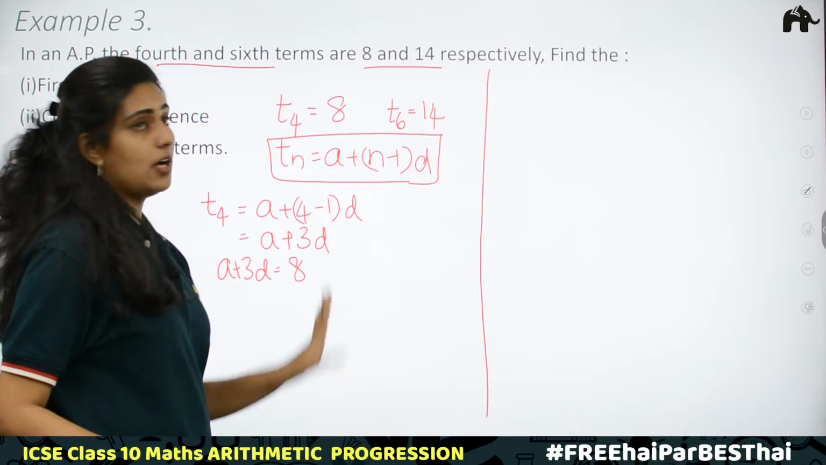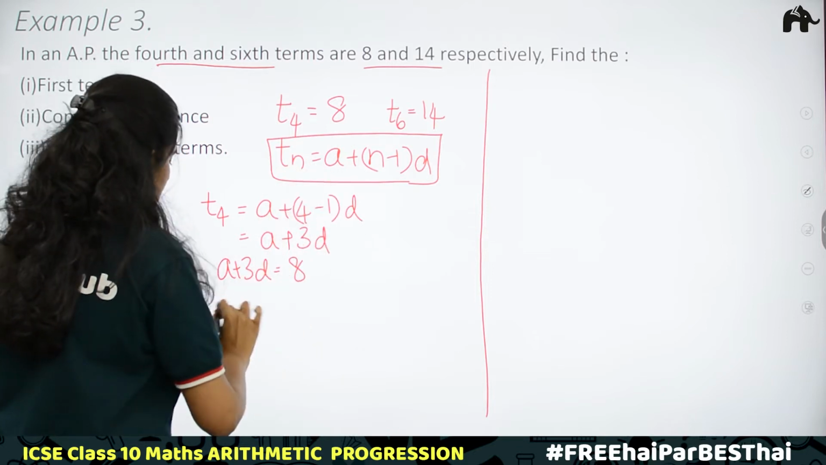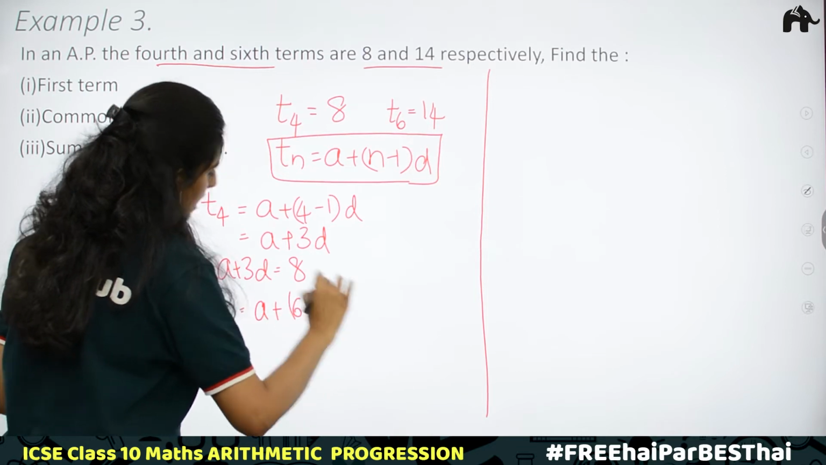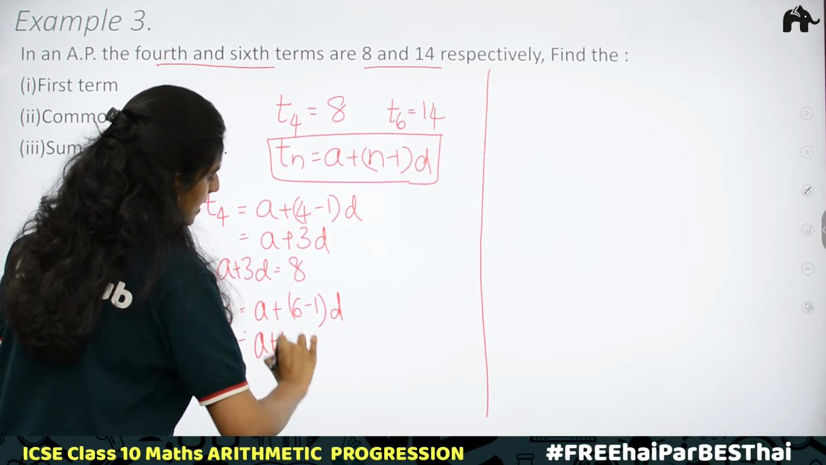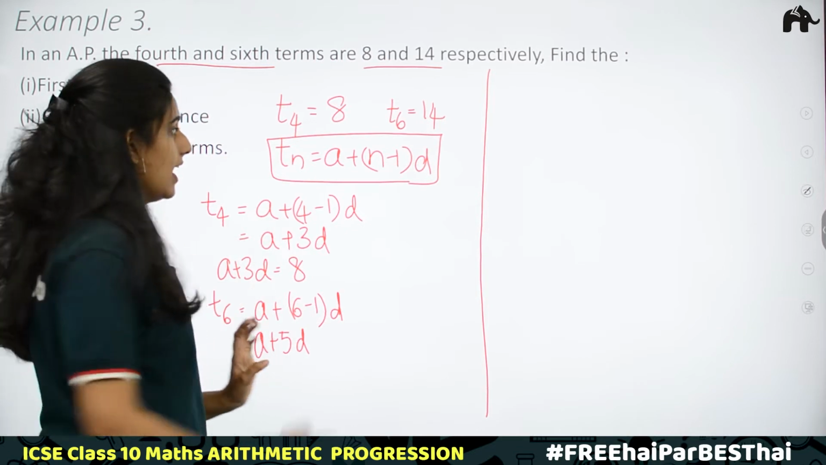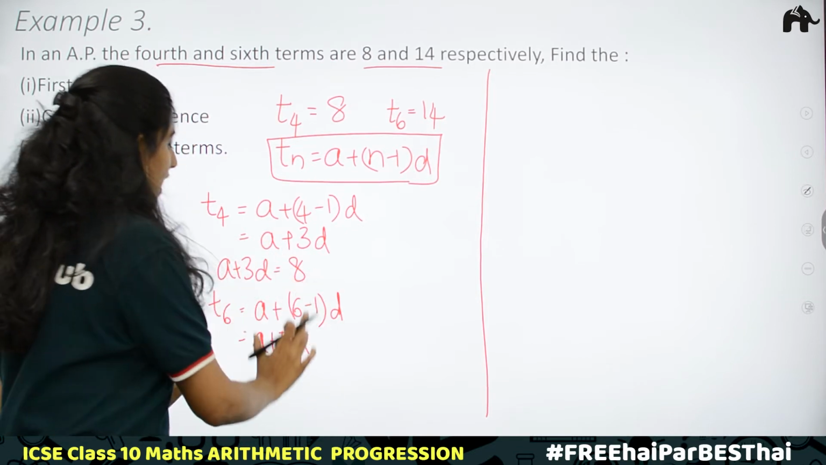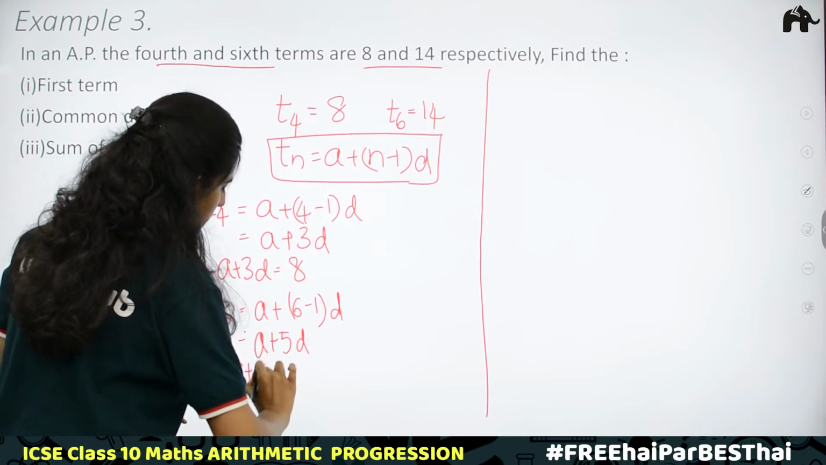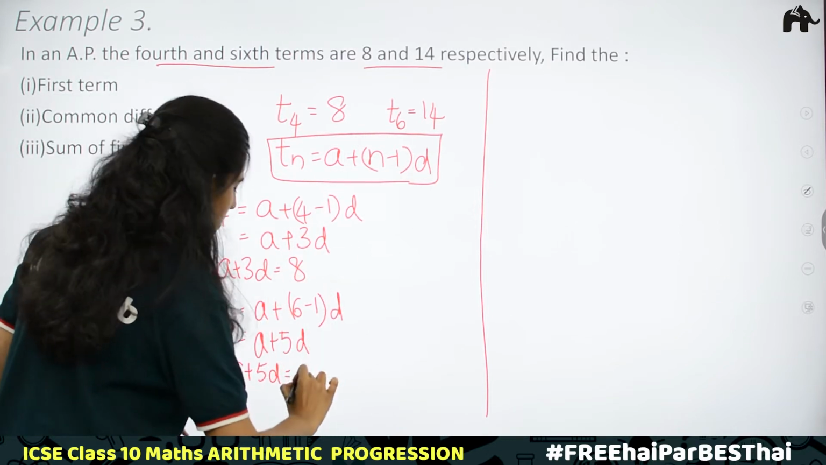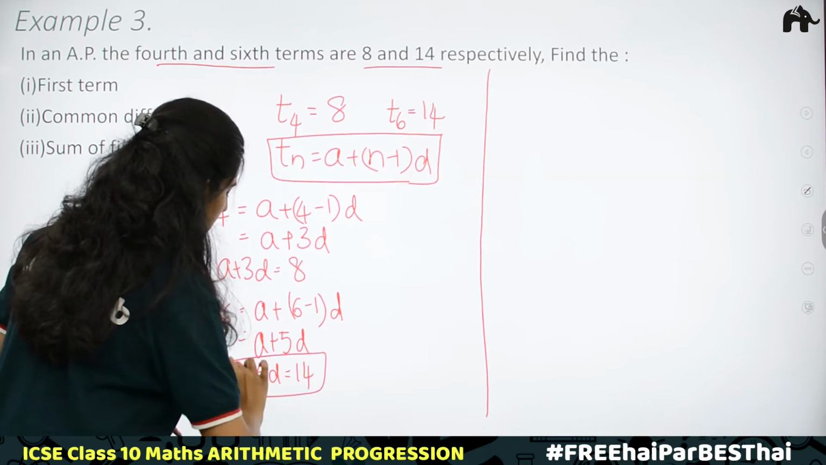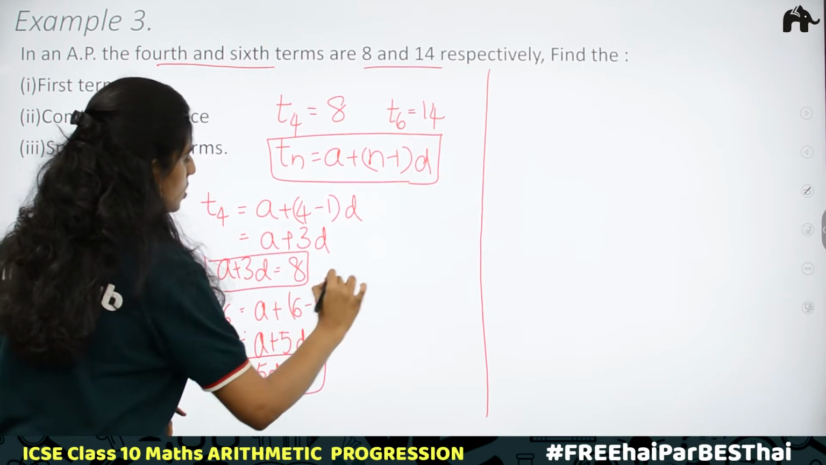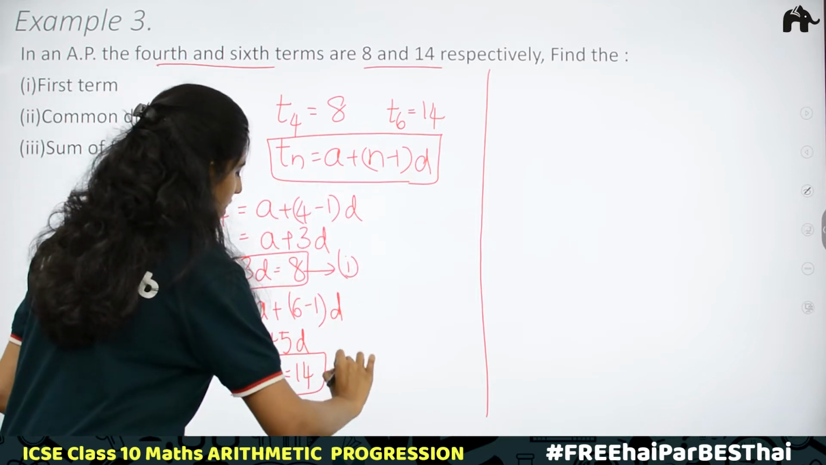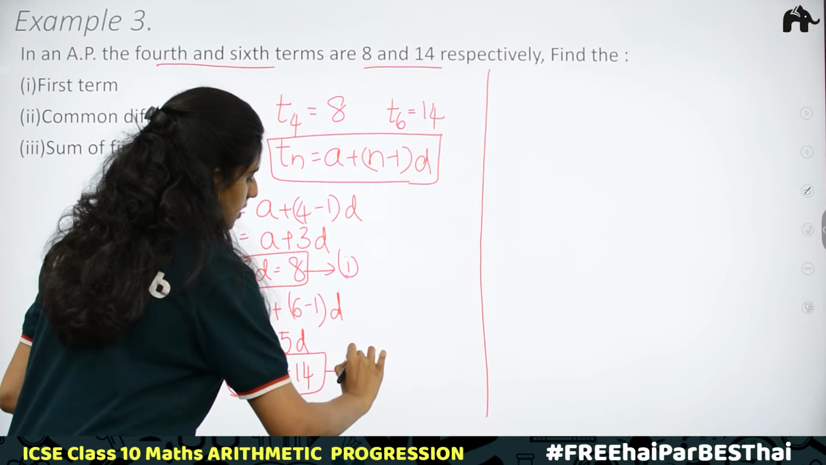Similarly, how can you write the 6th term? T6 is equal to A plus 6 minus 1 into D, that is equal to A plus 5D. Now, A plus 5D is equal to 14. A plus 3D is equal to 8, I am taking as equation 1, and A plus 5D is equal to 14, I am taking as equation 2.